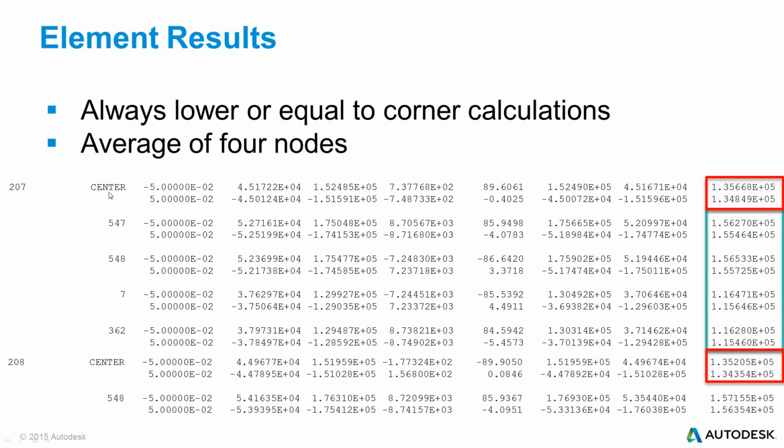Actually, the center nodes here are calculated as the average of the corner nodes anyway, so if you average this and this and this and this, you'll get that. So same idea.